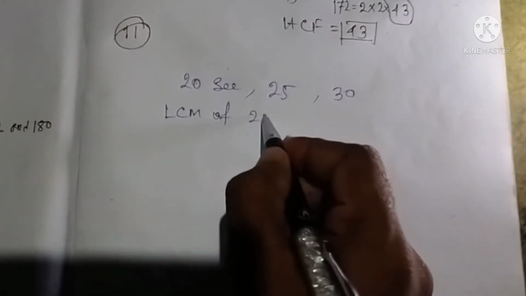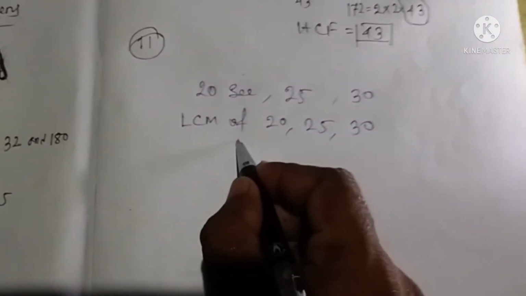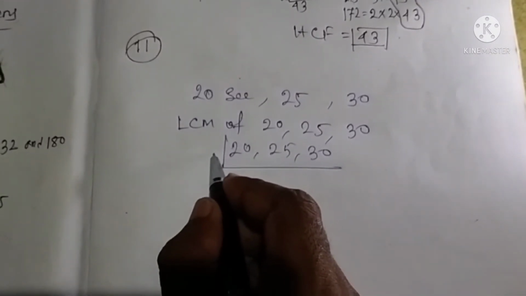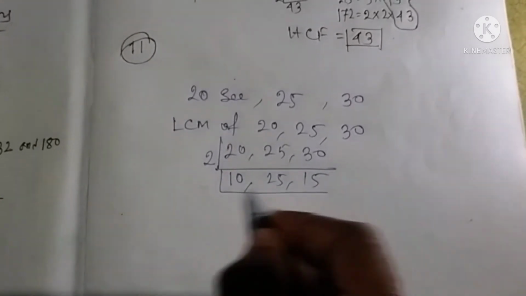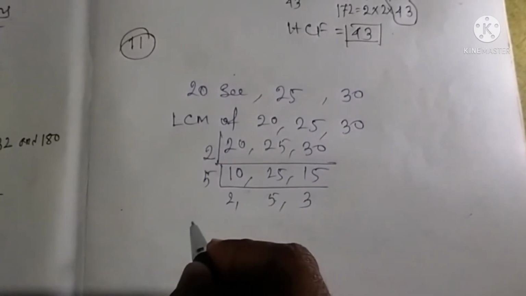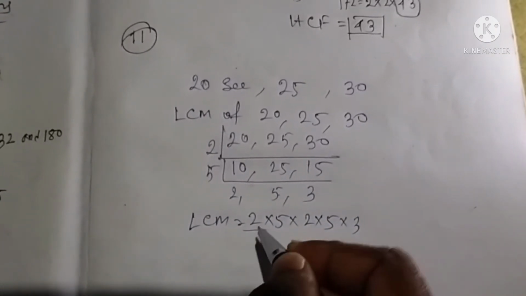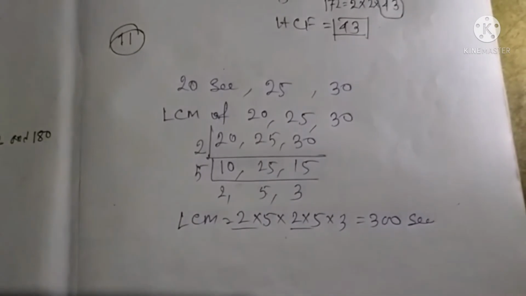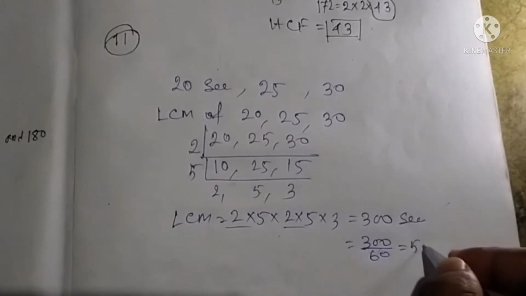So the LCM of 20, 25 and 30. You know how to find the LCM, right? Try to divide by 2, we will get 10, 25 and 15. Now try to divide by 5, you will get 2, 5 and 3. They are co-prime to each other. So our LCM equals 2 into 5 into 2 into 5 into 3, that is 300 seconds. 300 seconds means 300 by 60, equal to 5 minutes.